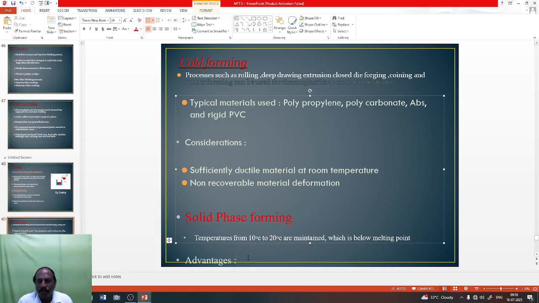The process is very fast, 50 to 60 seconds, and you can manufacture the coins and die forged material very easily. So these are the processes, and the quality of the materials will be high. So the temperature in the solid bed, 10 to 20 degrees, is maintained, which is below the melting point.